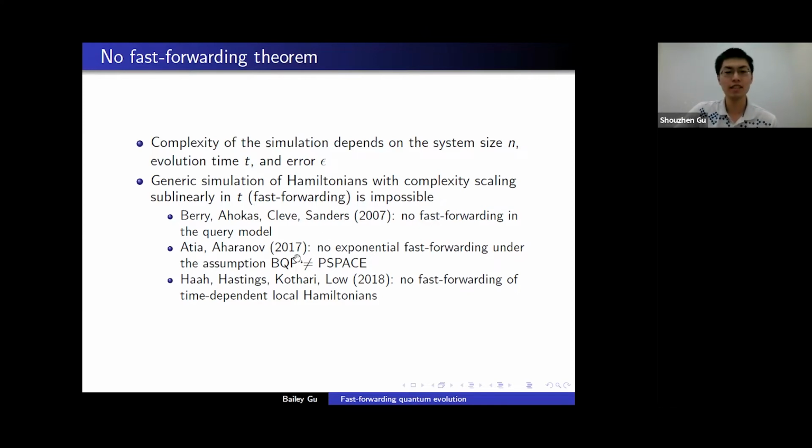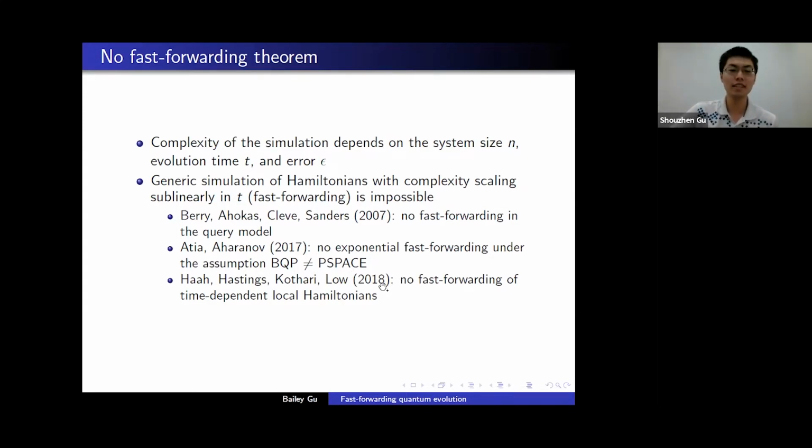And in 2017, there was a result by Atia and Aharonov, and there they proved no fast forwarding in the gate-based model, where the complexity is measured by the number of two-qubit gates. That's also the model that we're going to be interested in for our work. There they proved no exponential fast forwarding, which means that if you want to simulate for an exponential amount of time, then you cannot use just a polynomial number of gates. This result is also under the assumption that BQP is not equal to PSPACE, which is a conjecture that is widely believed to be true in complexity theory.